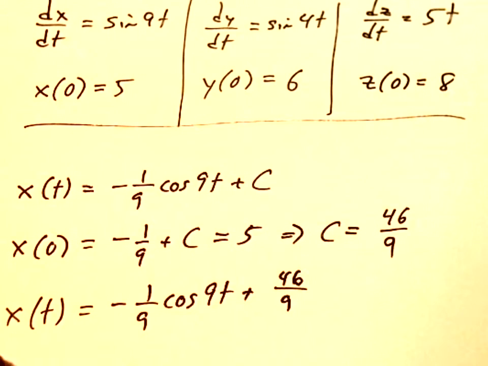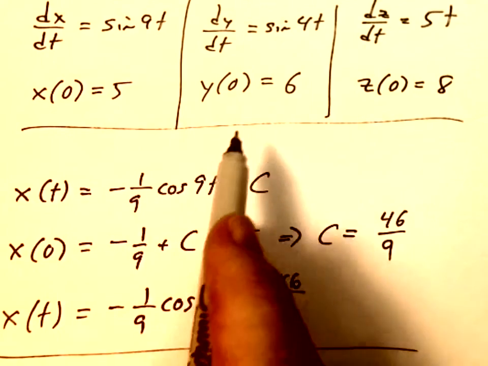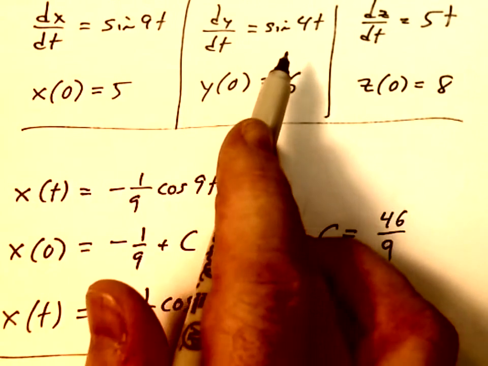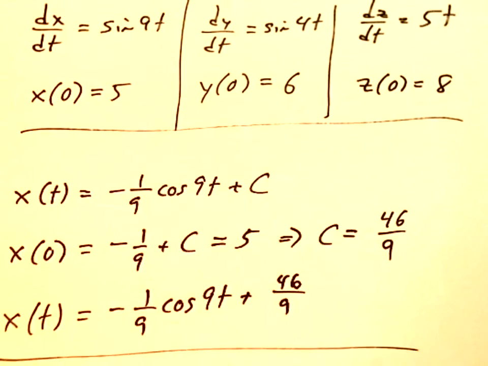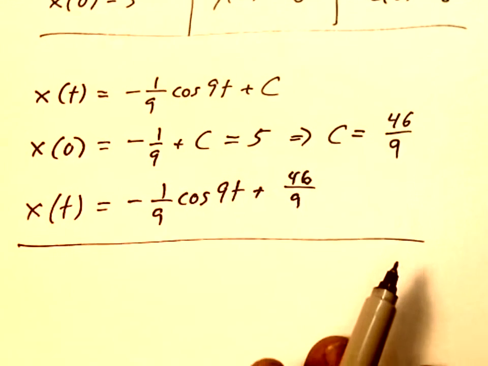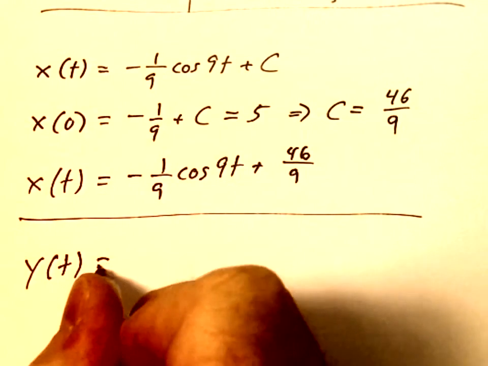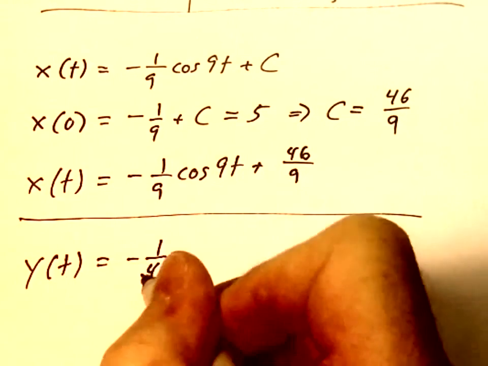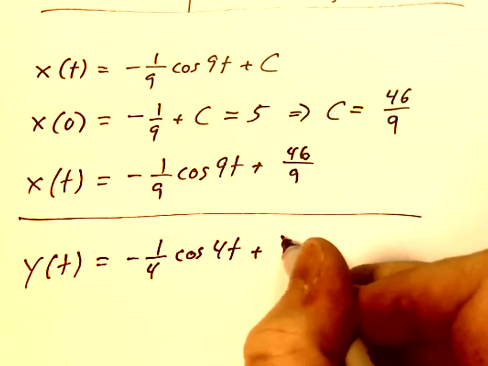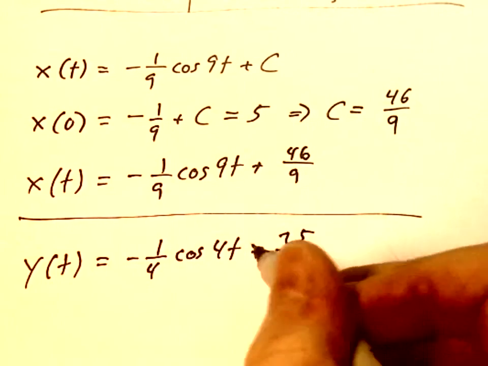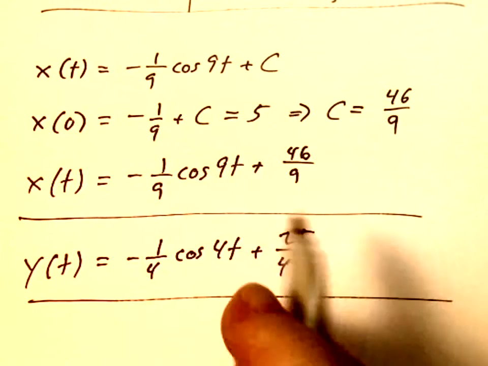Okay. Then, likewise, I can solve and get y of t here. Instead of 9, I have 4, and my y of 0 is 6. So I'm going to get my y of t to be negative 1/4 cosine of 4t plus 25 over 4.